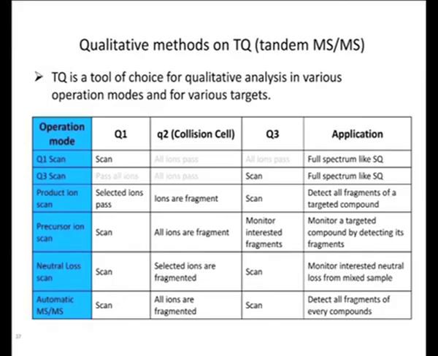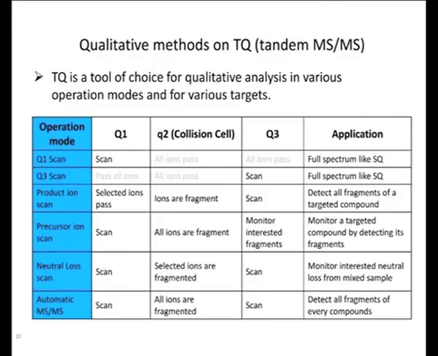Two more scans are there: the precursor ion scan and the neutral loss scan. These two types of scans are used for screening purposes. When you want to screen a particular group of compounds, you can use this type of scan. I am not going to discuss them in detail. Most important is MSMS, that is MRM.